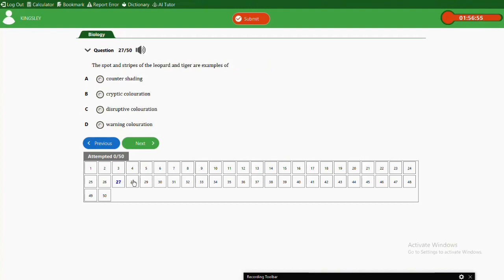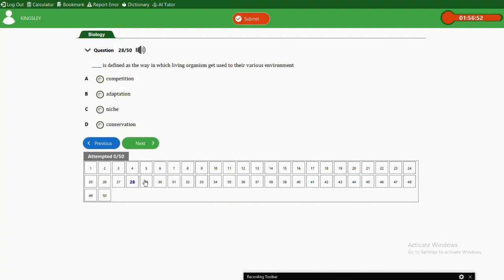That's question 27. The spots and stripes on the leopard and tiger are examples of A, counter shading, B, cryptic coloration, C, disruptive coloration, D, warning coloration. The correct answer to this question is disruptive coloration. So, guys, let's look at the next question.